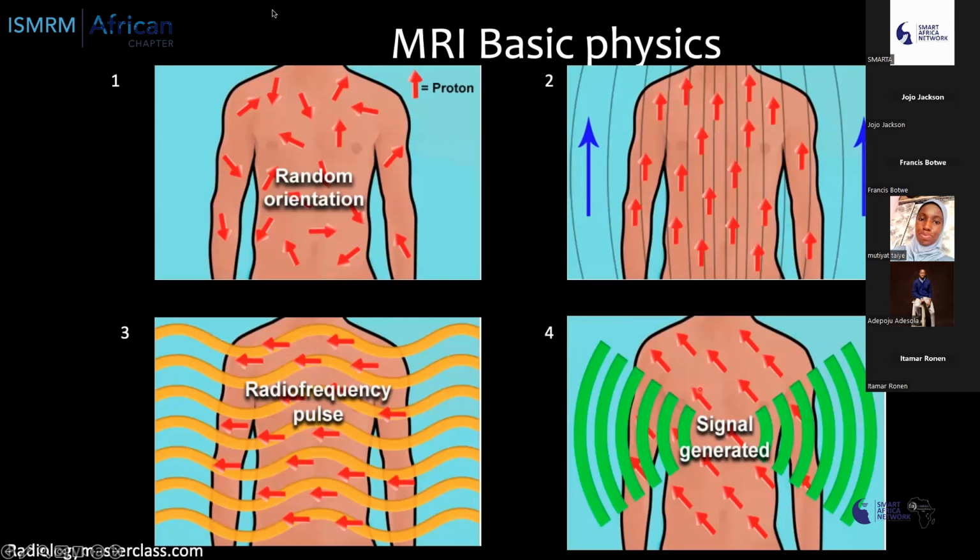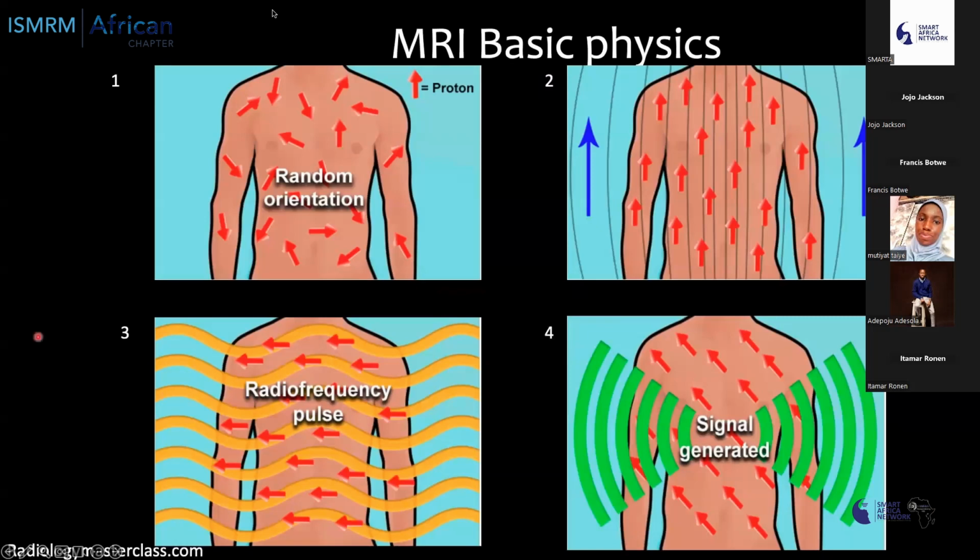This realignment of the protons, coupled with dephasing of the spinning protons, that is, they lose the resonance which they had whilst they were being aligned at an angle to the magnetic field. These two processes, the realignment and the dephasing, are used to generate the signals that we see on an MRI.